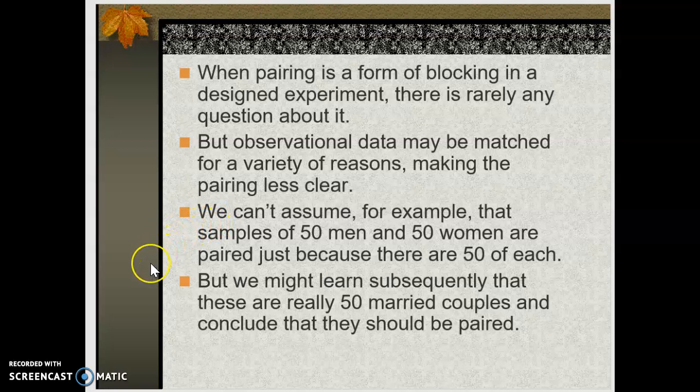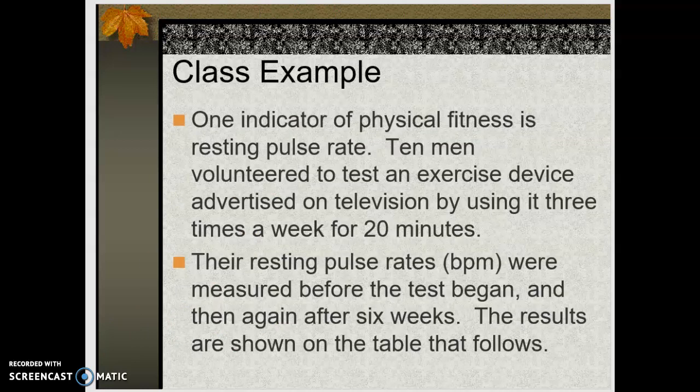A perfect example of this is, what if we had 50 men and 50 women in a study? Maybe they could be paired just because of the difference in gender, and the experimenter wanted to reduce that as a bias. But if the pairings are because they're 50 married couples and it's husband and wife being paired up, then that's a different situation. There's a difference there with independence, for sure.